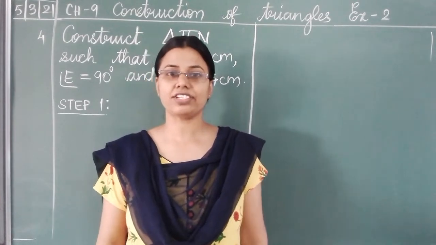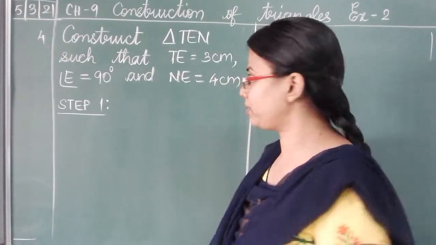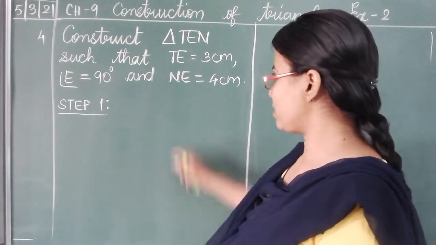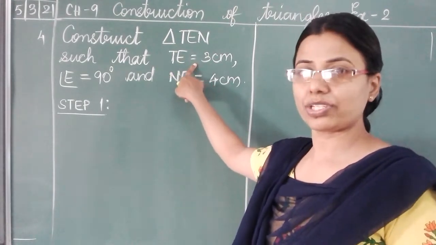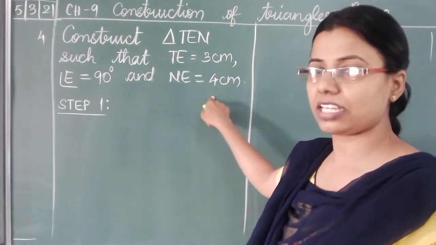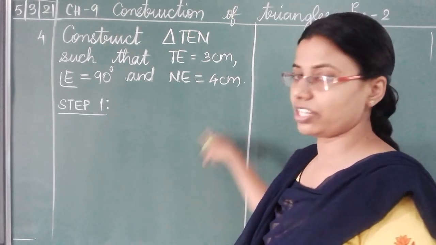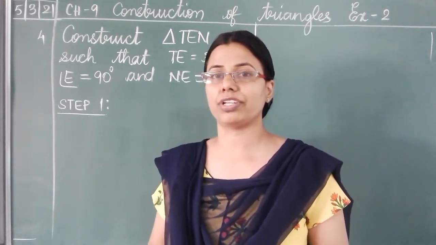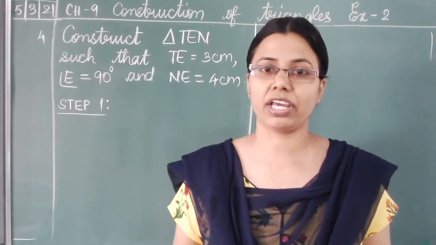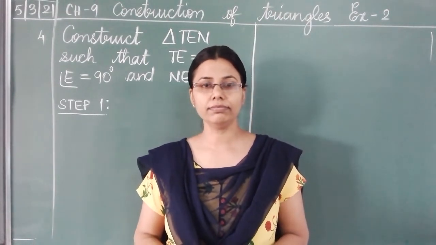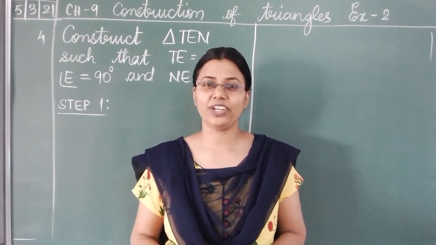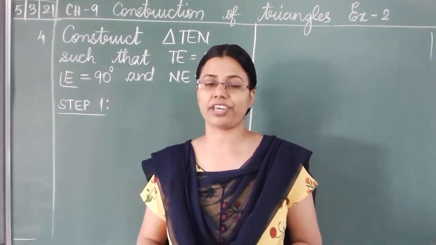Let us do the second construction. The fourth problem, that is construct triangle TEN such that TE is equal to 3 centimeters, angle E is equal to 90 degrees and NE is equal to 4 centimeters. This is the question which is given, and looking at the question itself, you can tell which type of triangle it is. Which type of triangle is it, children? Very good. It's a right-angled triangle.